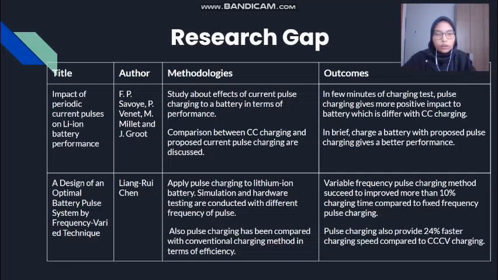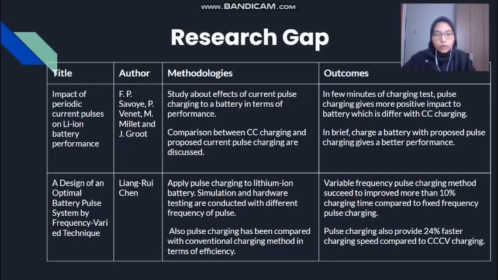The next one is Design of an Optimal Battery Pulse System by Frequency Varied Technique, written by Liang Ruiqing. The method used is to apply pulse charging to a lithium-ion battery. Simulation and hardware testing are conducted with different frequencies of pulse. Also, pulse charging has been compared with the conventional current method in terms of efficiency.